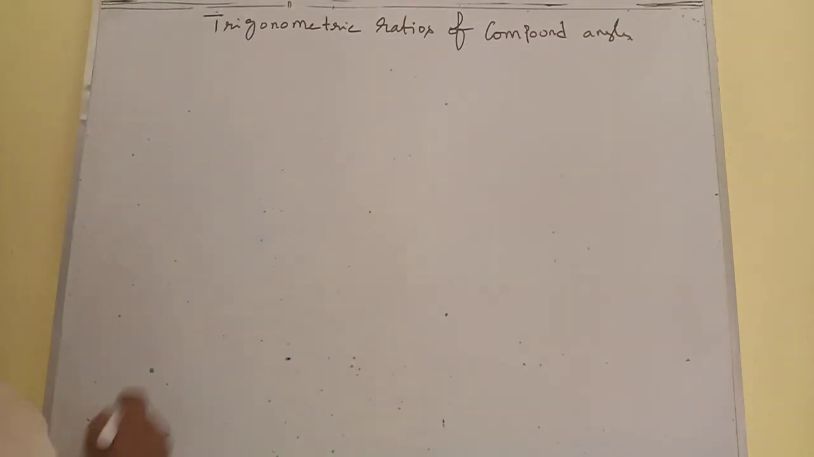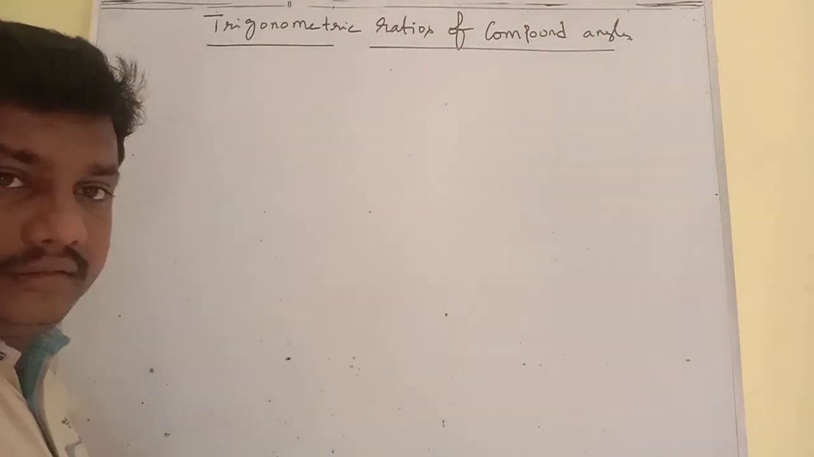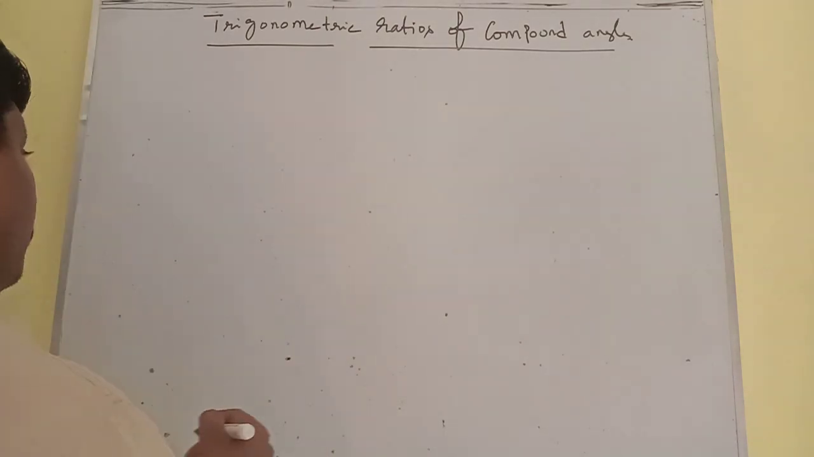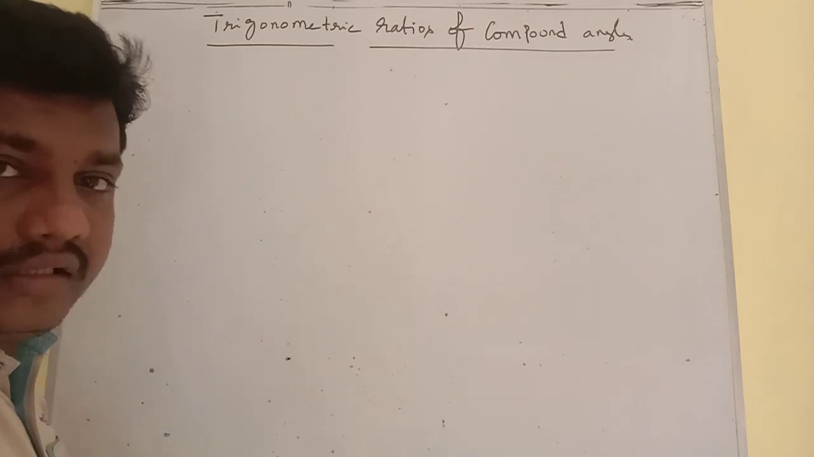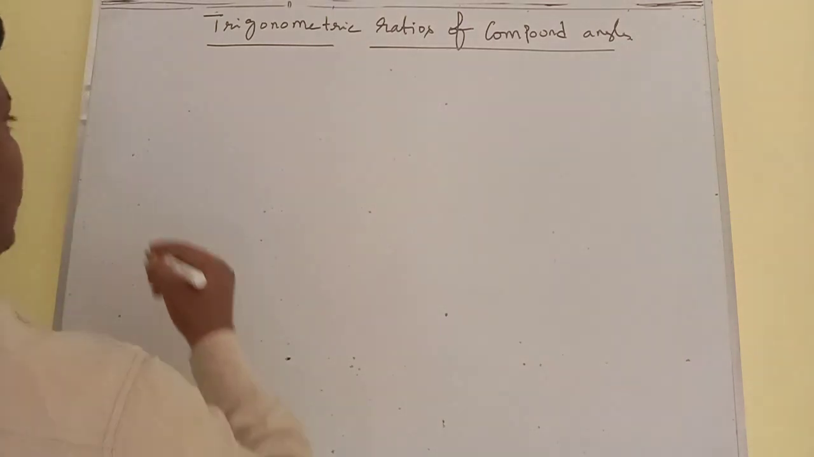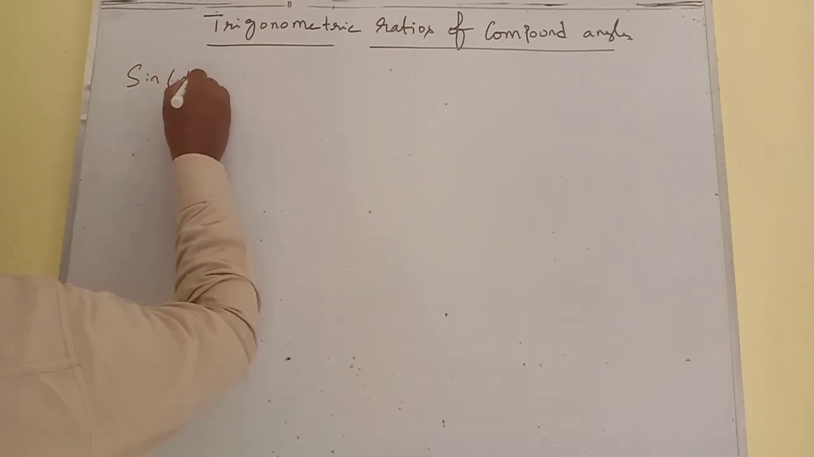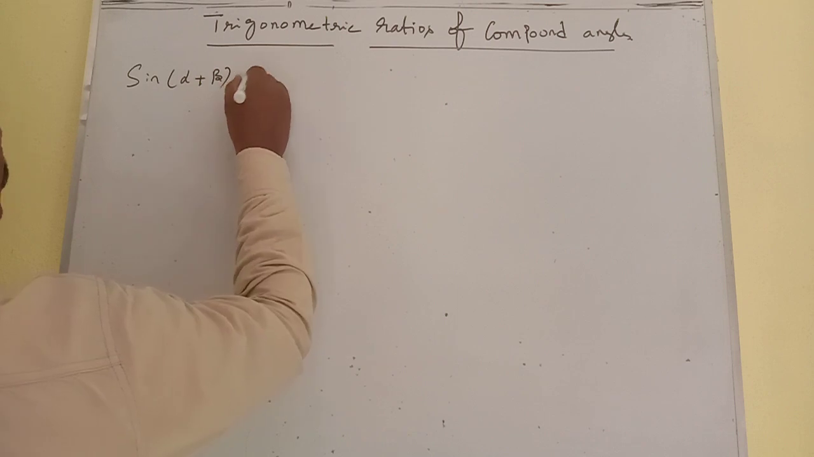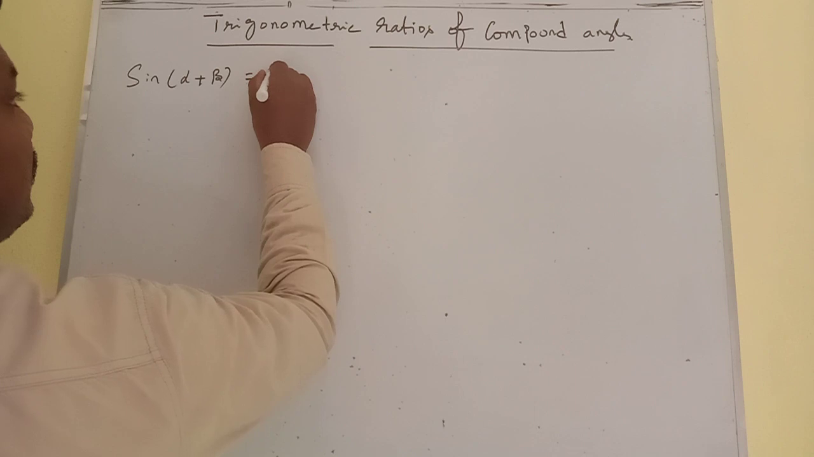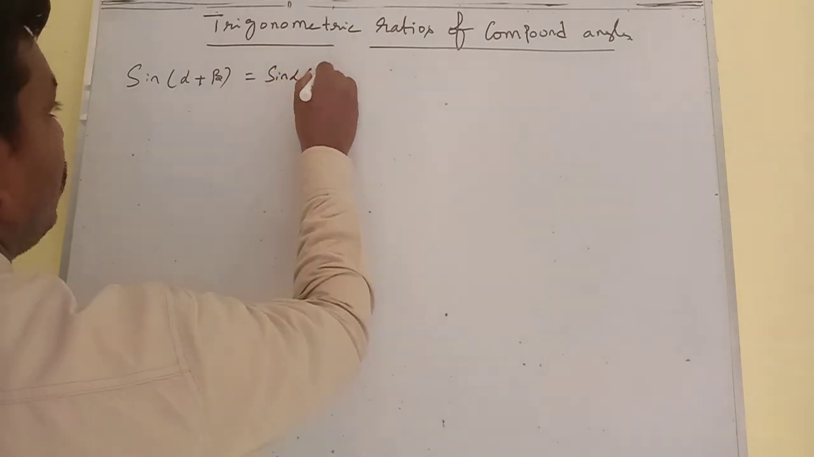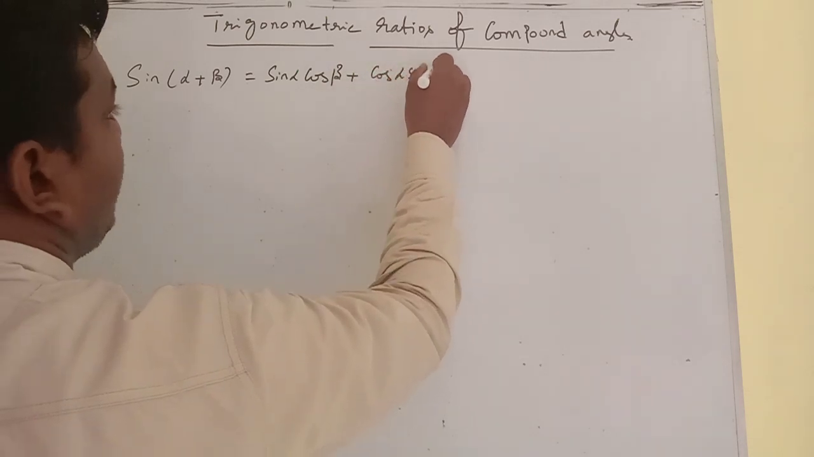What is a compound angle? If you consider theta or 30 degrees or 40 degrees, those are called simple angles. The sum of any two angles or the difference of any two angles becomes a compound angle. Let me take the sine ratio. Sine of alpha plus beta is equal to sine alpha cos beta plus cos alpha sin beta.